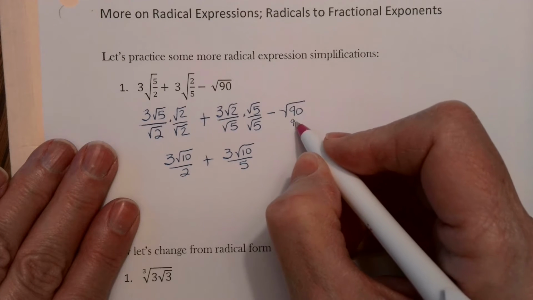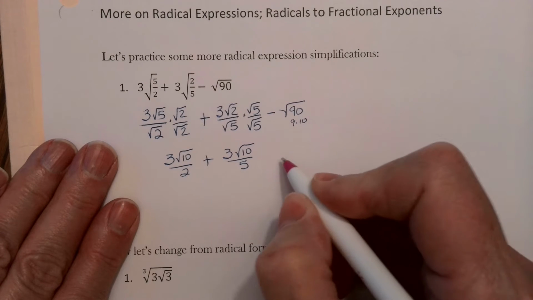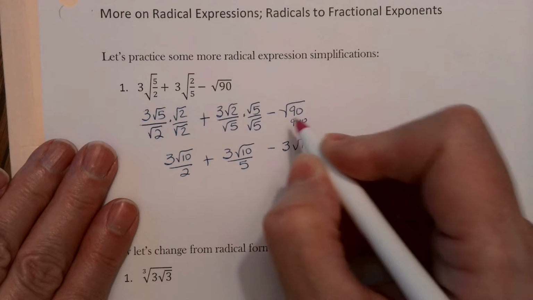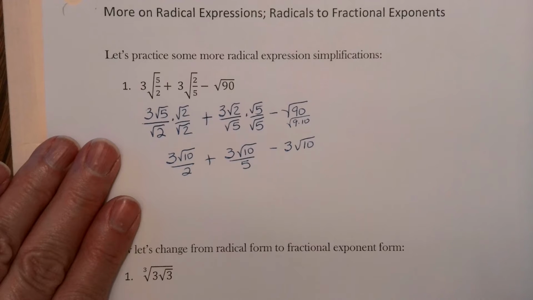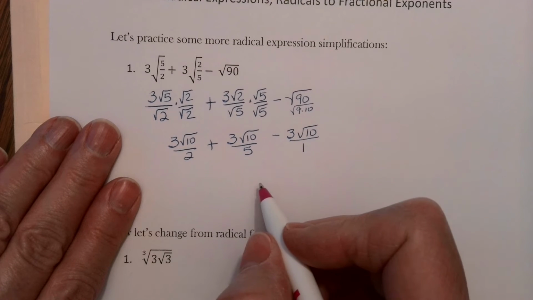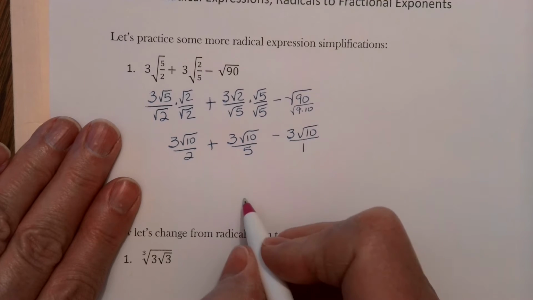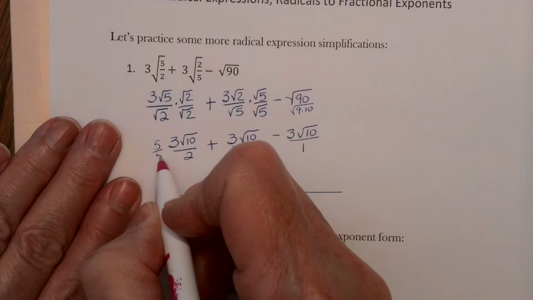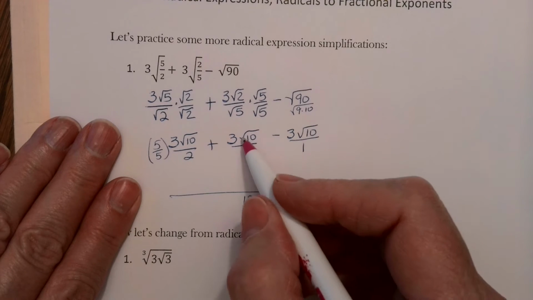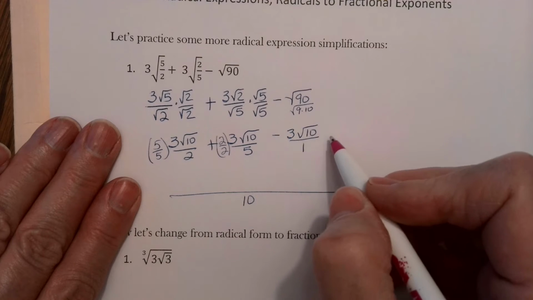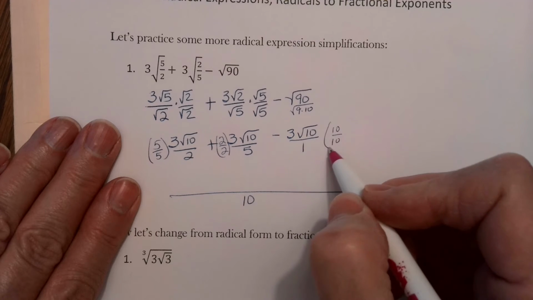Now, I know that my common denominator is going to end up being a 10. So I'm going to think of this as 10 times 9, or 9 times 10. And I'm going to go ahead and simplify it, because it's the square root of both of those, right? But this is over a 1. So now I'm going to get my 10 for my common denominator. Okay, to get my 10, I need to multiply this by 5 over 5. I need to multiply this one by 2 over 2. And I need to multiply this one by 10 over 10.